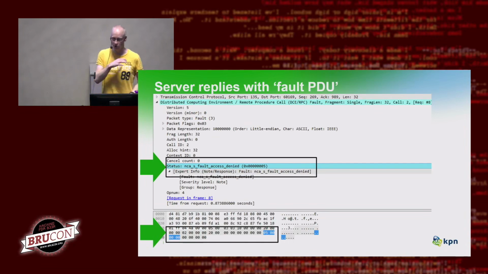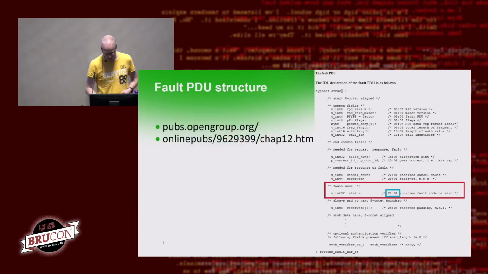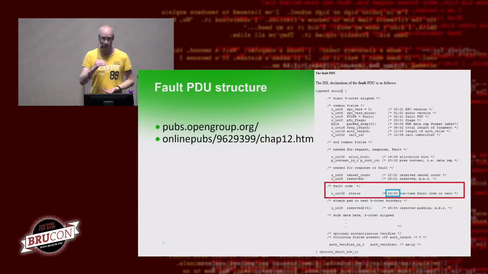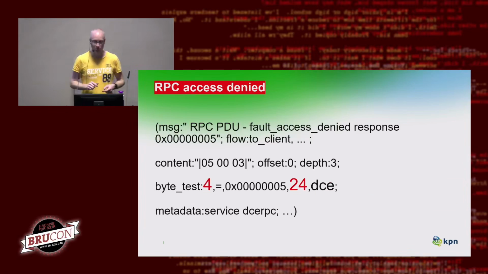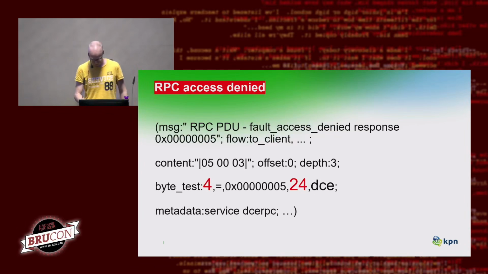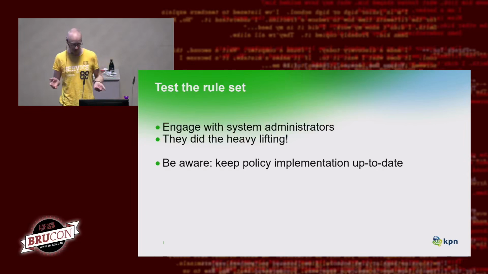Then I looked up what a typical packet's anatomy could look like. The documentation says that when the server replies with a denied packet, a fault packet, this is the structure of such a packet. And the code you're looking for, code number 5, is located at position 24 with a length of 4 bytes. So I came up with a rule to detect that. It says: compare the value you find at position 24 with length 4 to the number 5. If that's equal to 5, then we have a hit. So now we have an improved rule set.